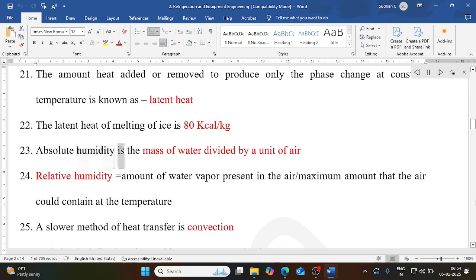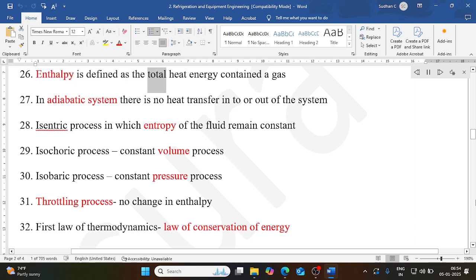Absolute humidity is the mass of water per unit volume of air. Relative humidity equals the amount of water vapor present in the air divided by the maximum amount that the air could contain at that temperature. A slower method of heat transfer is convection. Enthalpy is defined as the total heat energy contained in a gas.